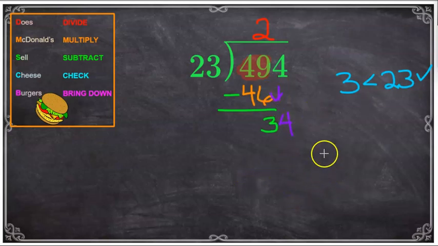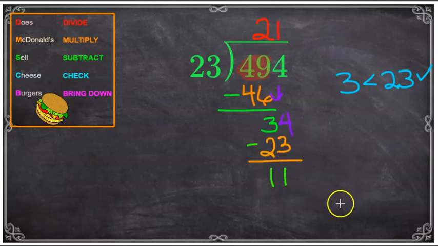Okay, and then I ask myself, how many 23s can I fit into 34 without going over? And I can only fit 1. So I'm going to put my 1 here, and then I'm going to multiply. 1 times 23 is 23. When I subtract here, I get 11.